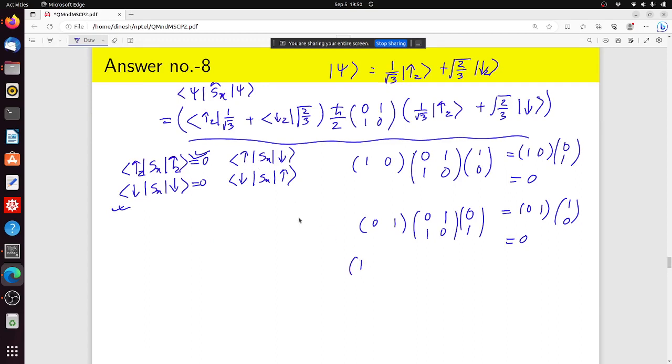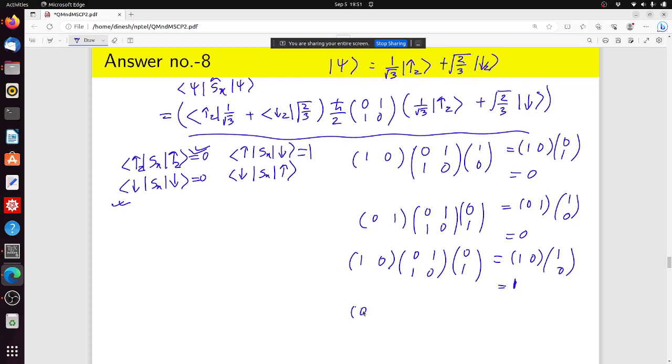This is bra up, so 1 0, then this matrix 0 1 1 0, then ket down means 0 1, right? So it's 1 0, then this 1 column, row into column. This is 0. Now if you multiply this row into column, you will get 1. So we got some non-zero value here. For this it's 1. Now check this one.